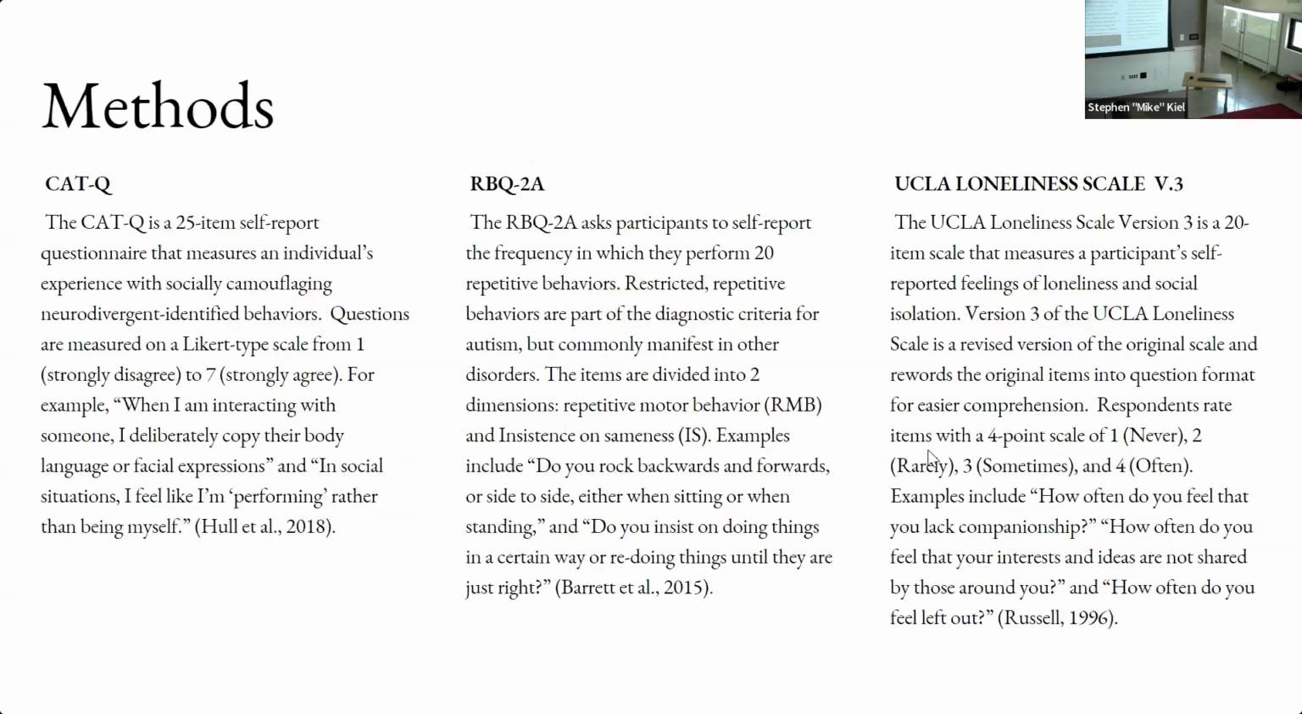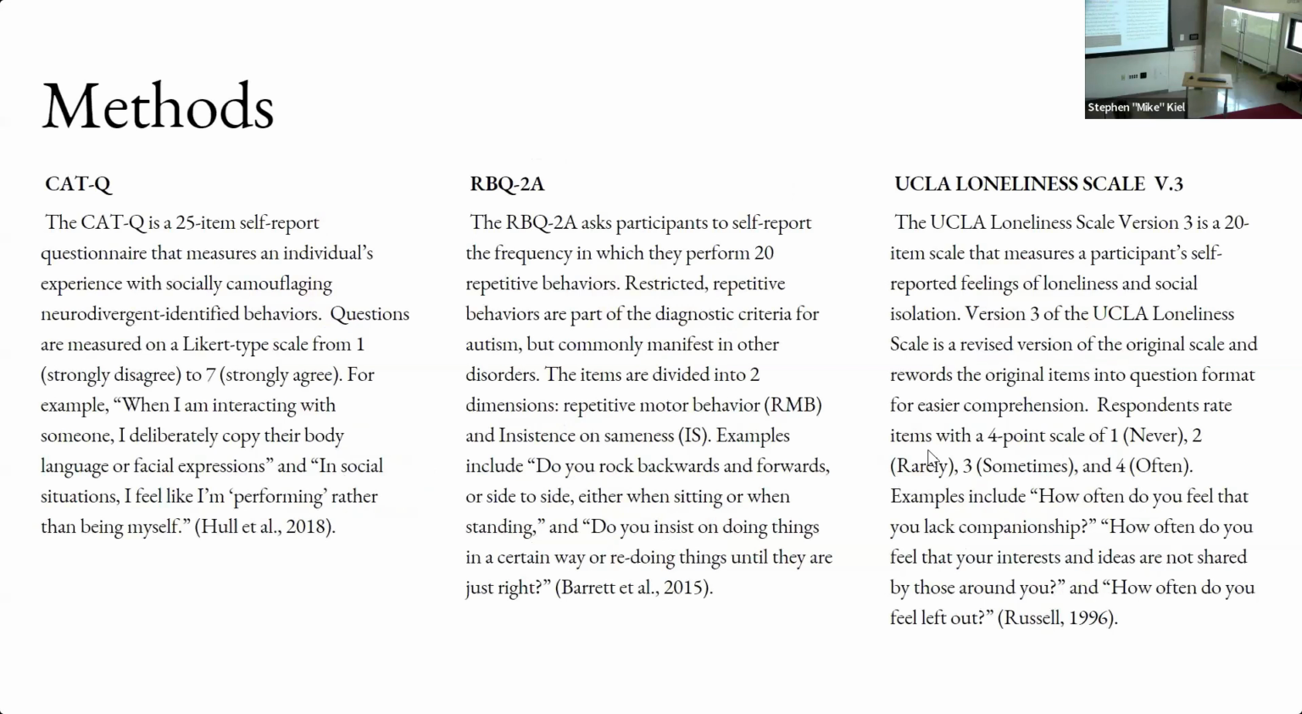I used 3 questionnaires. I used the CAT-Q, which is a 25-item self-report questionnaire. It measures social camouflaging neurodivergent behaviors. It was on a Likert type scale. Some examples are when I'm interacting with someone, I deliberately copy their body language or facial expressions. And in social situations, I feel like I'm performing rather than being myself.